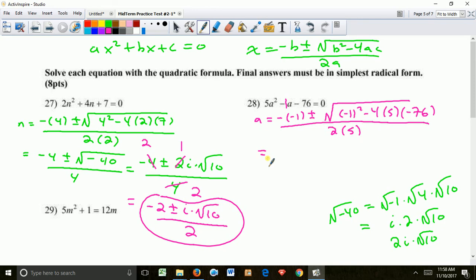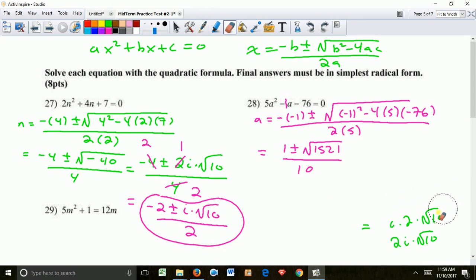We do need to simplify what's underneath the square root. We get 1521. So 1 plus or minus root 1521 divided by 10. The square root of 1521 is a perfect square number. Yep, 39.